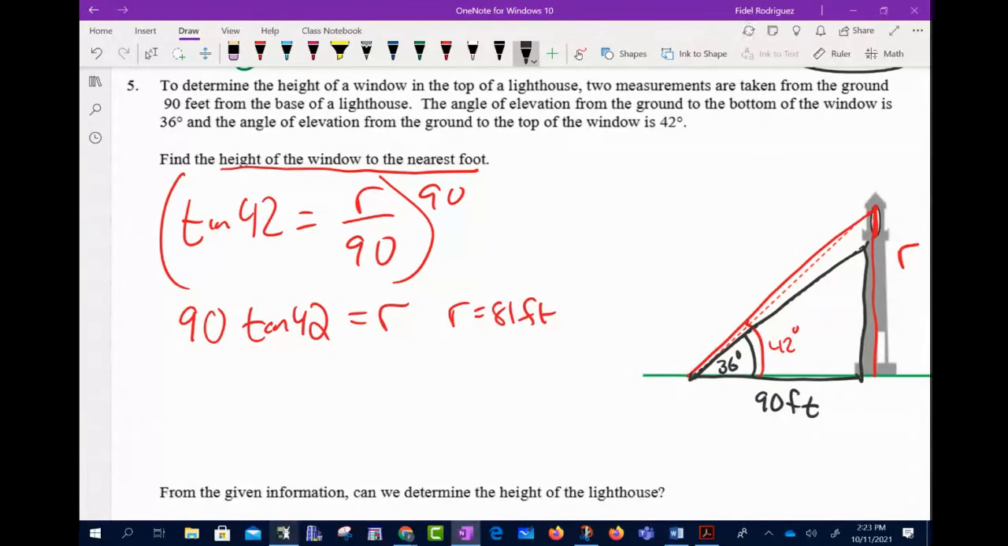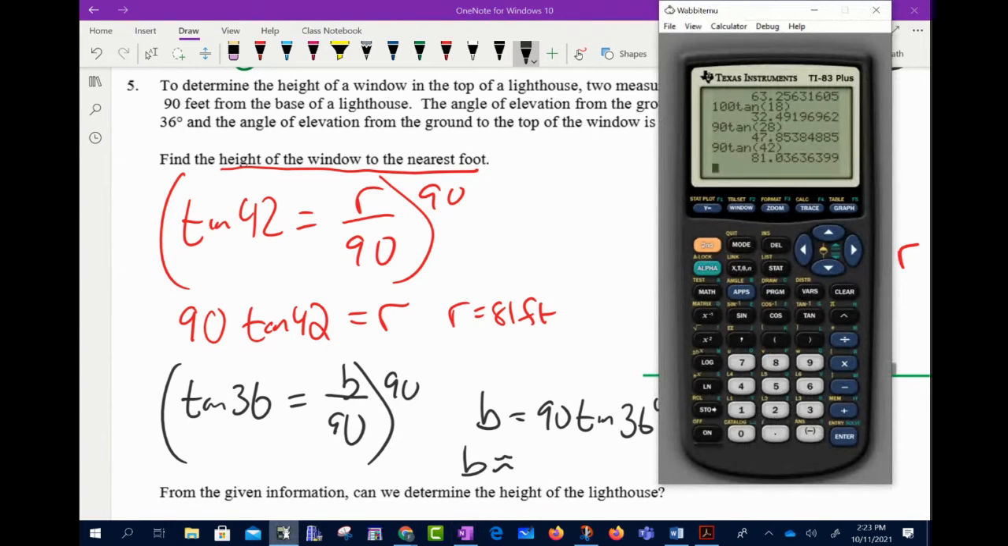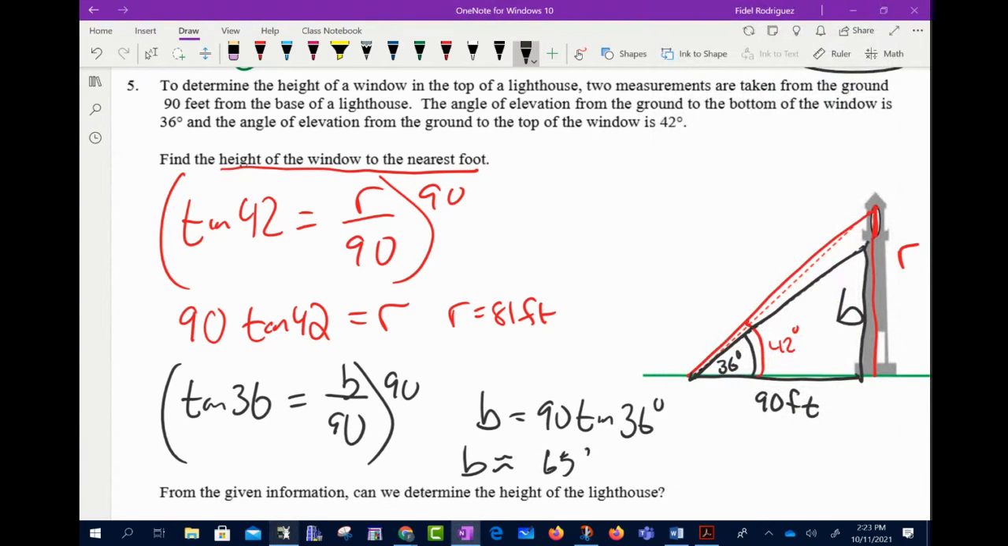In that angle, okay. So now we would say that the tangent of 36 is equal to, guys, I'm going to use a B for black, B over 90. So again, we'll multiply both sides by 90 again. So we're going to come up with B equals 90 times the tangent of 36 degrees. And so we'll go 90 tangent 36. And you guys say 65? 65 feet.